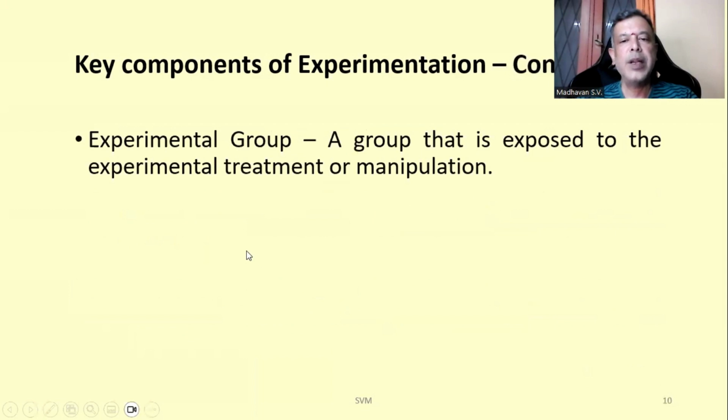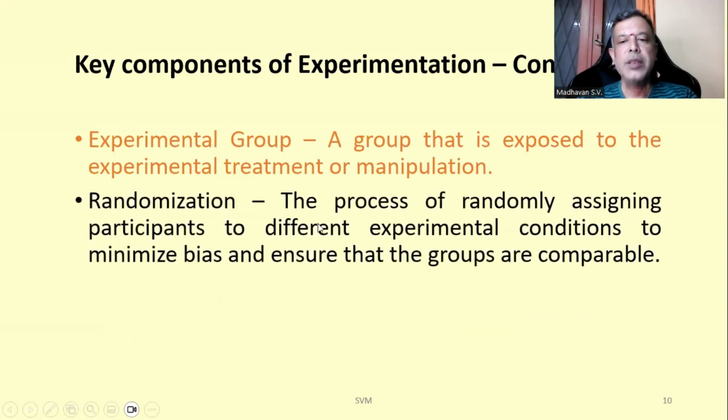Next is our experimental group, a group that is exposed to the treatment or manipulation. Randomization, the process of randomly assigning participants to different experimental conditions to minimize bias and ensure that the groups are comparable. Even if 100 participants or 100 patients are there, they will be randomly assigned to the experimental group and control group equally. More or less equally, to both the groups, so that the groups can be comparable.